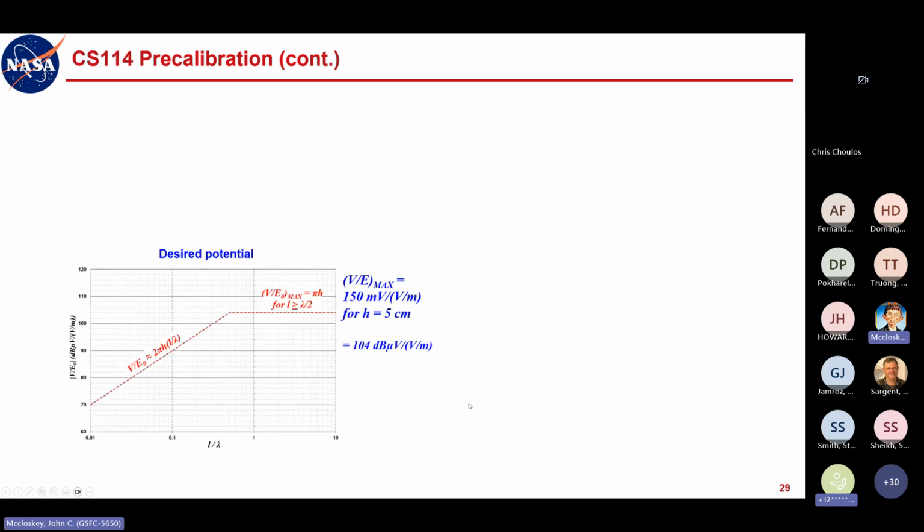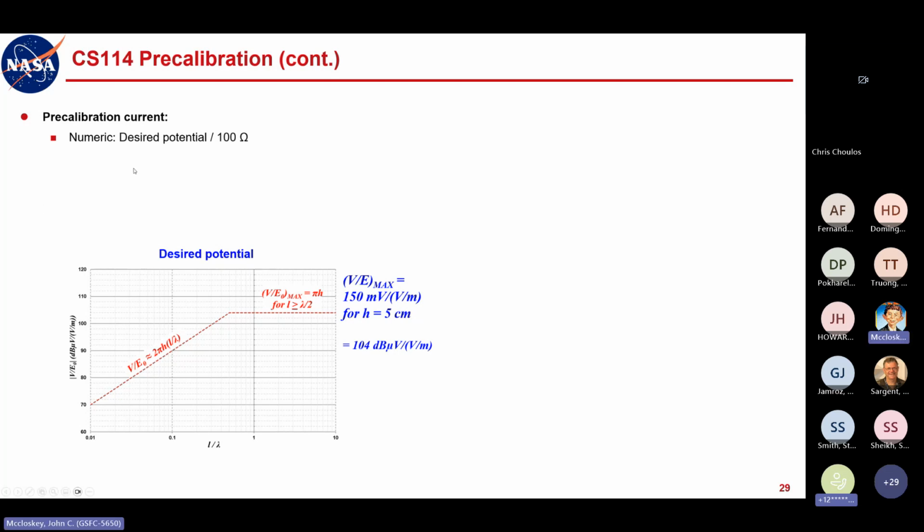Okay. So when we look at our pre-calibration current, we went through the previous analysis of what the induced potential is from an incident field, where we had this envelope here, and above, for L greater than lambda over 2, our induced potential is 150 millivolts per volt per meter. But we want to put this in terms of current. This magnetic flux induces a potential, but the CS114 test method puts things in terms of a pre-calibrated current. So we need to make that translation.